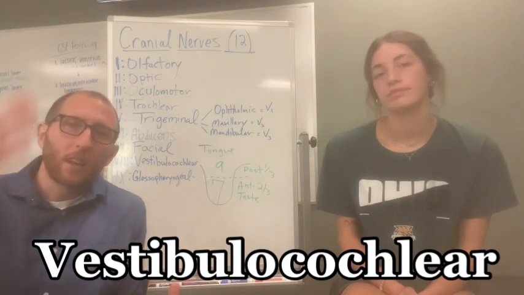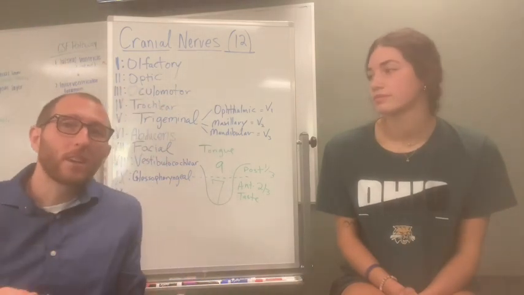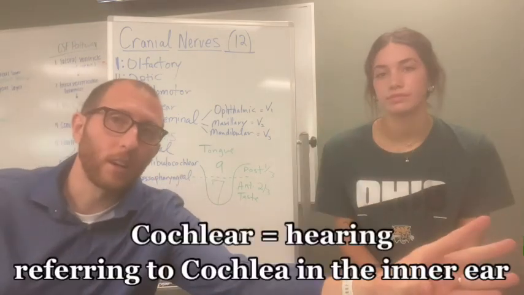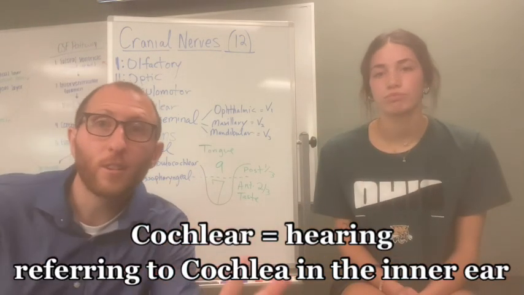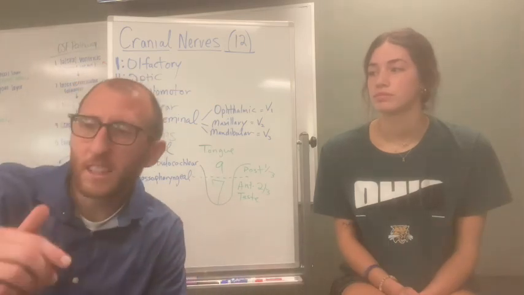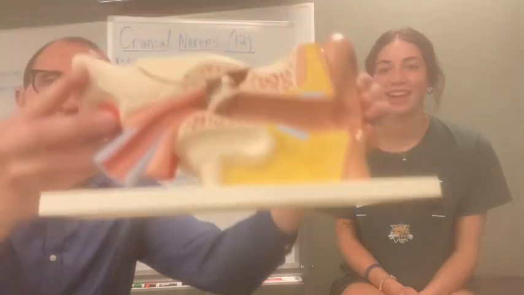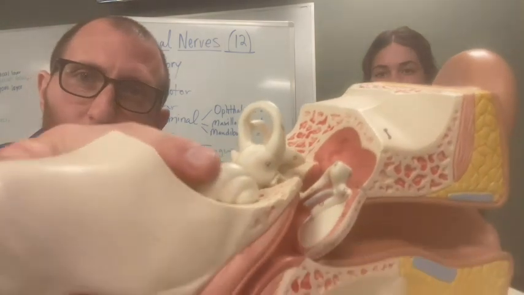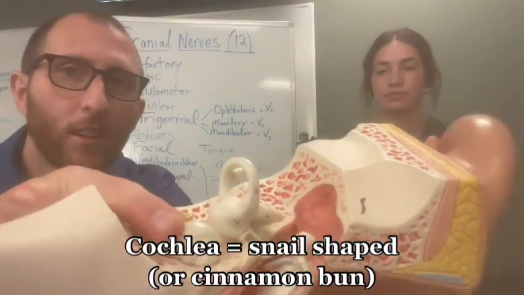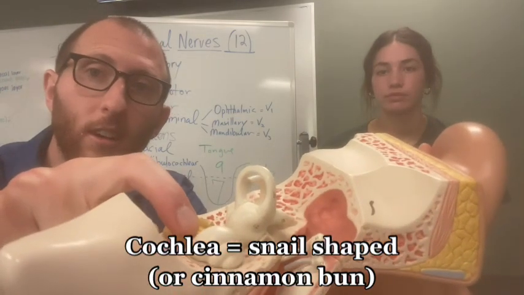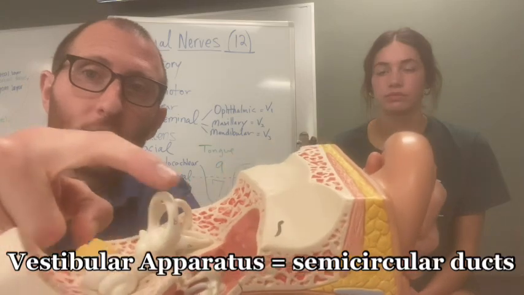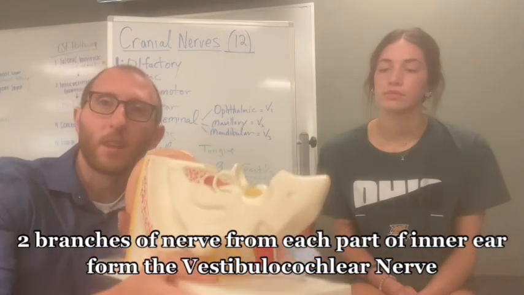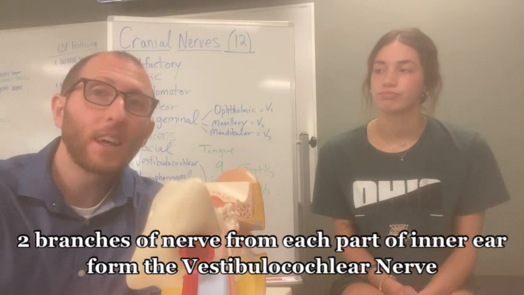But what does that nerve mean? Cut it in half. When you cut it in half, it's got the word vestibulo, which means balance, and the word cochlear, which means hearing. And those things are actually both found deep in the ear. If I take this off right here, do you guys see this snail-shaped thing? This is the cochlea, which has the cochlear branch coming off of it, and this is the vestibular apparatus, which has the vestibular branch coming off of it. Together, this nerve is the vestibulocochlear nerve, balance and hearing.